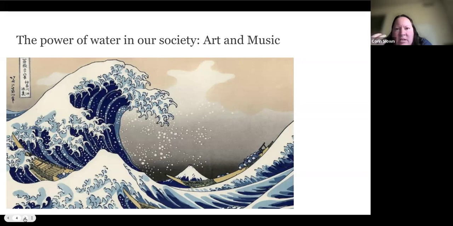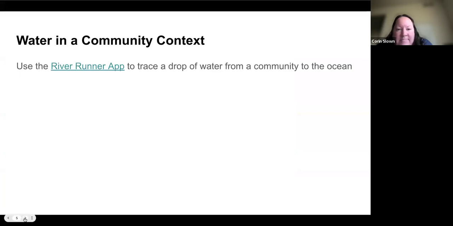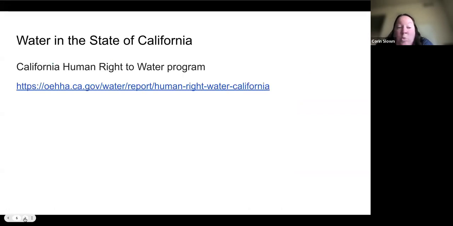So there's a context to water, and that's certainly true for California. This does not work while we're on Zoom. However, you have access to these slides, and I would love for you to try the River Runner app. It allows you to follow a droplet of water from wherever you choose to start, and then it follows its watershed all the way to the ocean. It's fascinating, and a really great way to see how water moves. It's worth saying that water in the state of California is considered a human right.